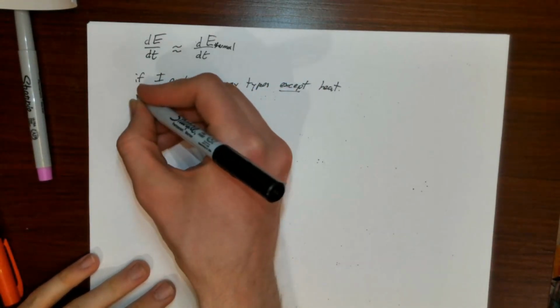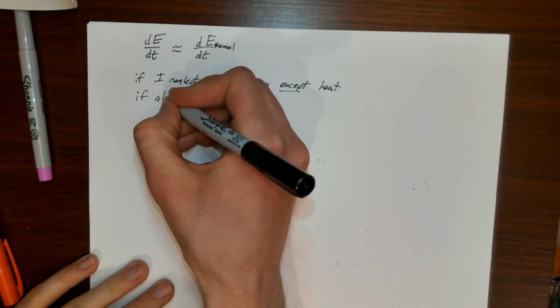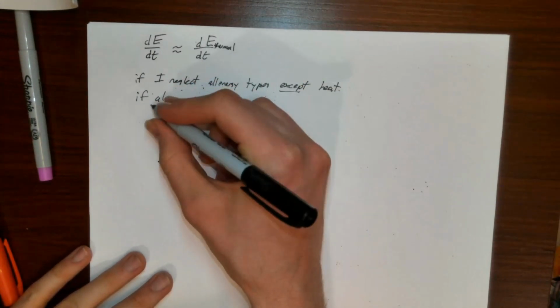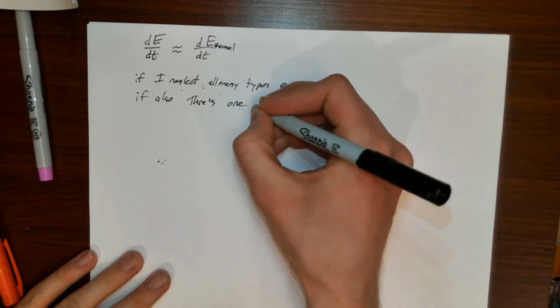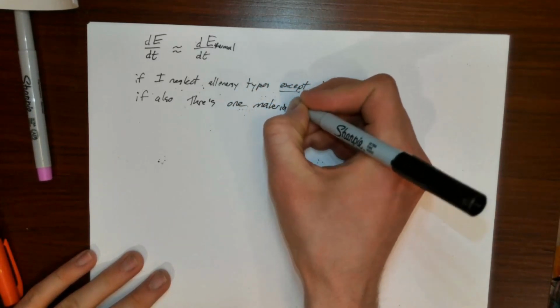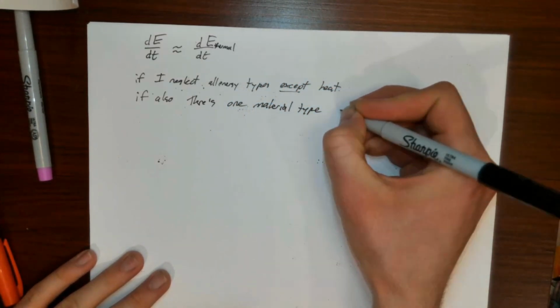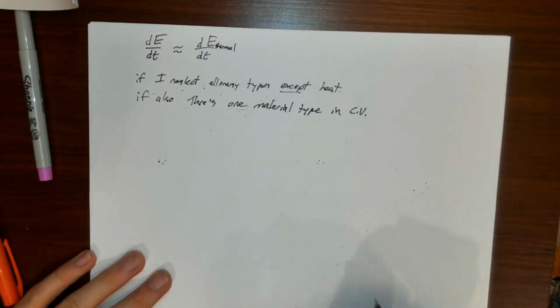And then if also there's one material type in our control volume, right?